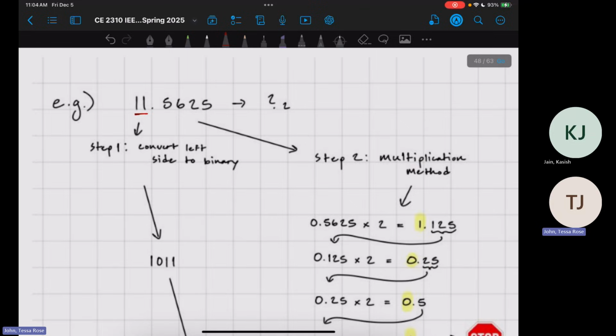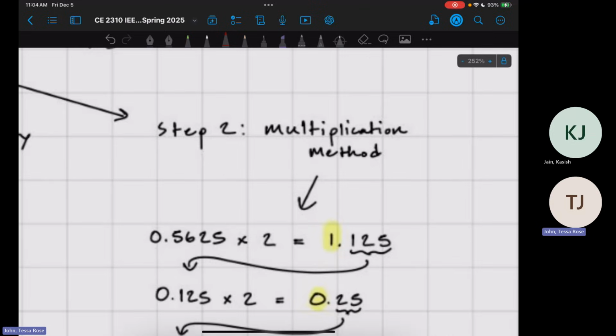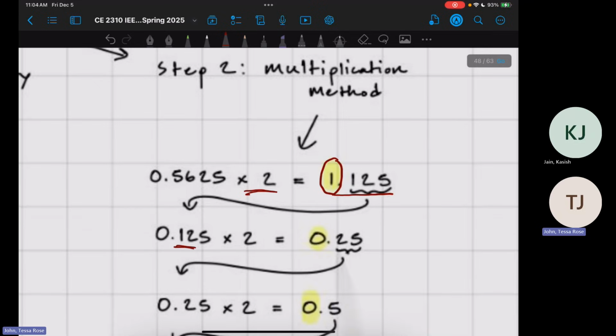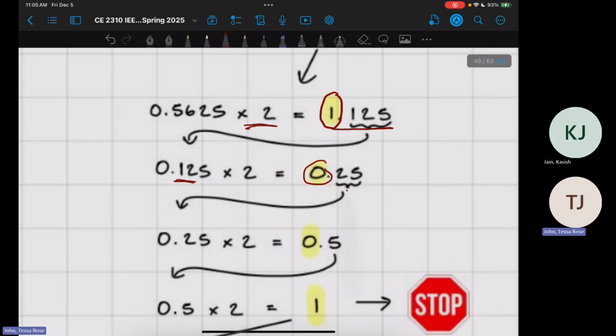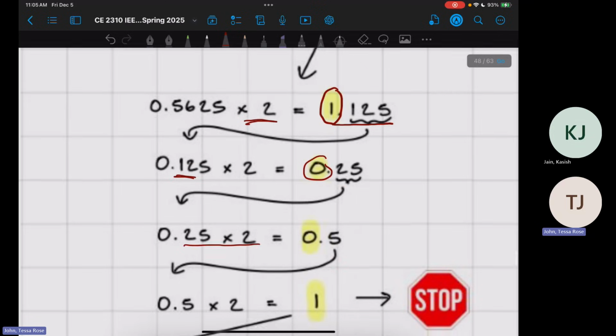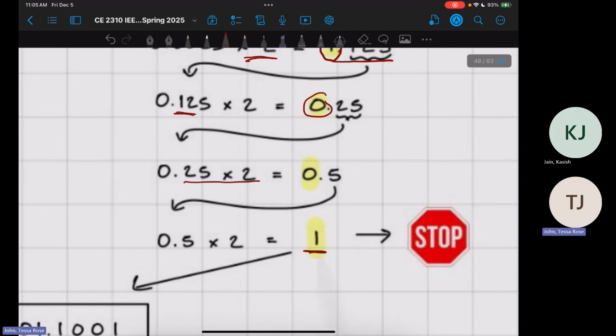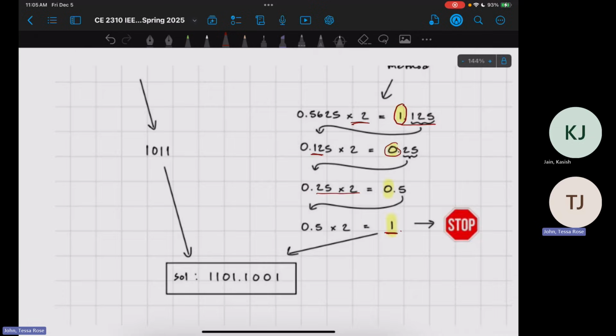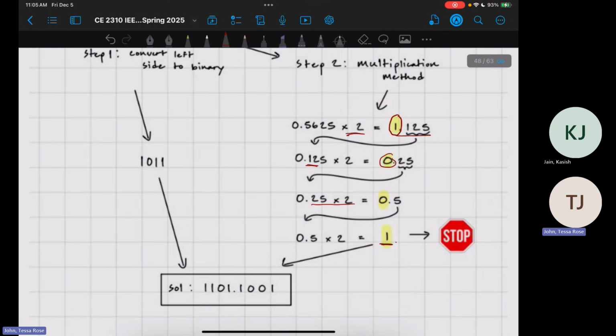I like to do the multiplication method. You take the decimal and multiply it by 2. When you multiply, you get 1.125. The 1 is what's going to be in our answer, and then we take the 0.125 and multiply it again by 2. Then we get 0, which will be in our answer. Take the 0.25, put it here, times 2, and then you guys get it. Once you get to 1, that's when you know to stop, because there's nothing after, no decimal points after, so you know to stop. Then you put your answer together: 1011.1001.